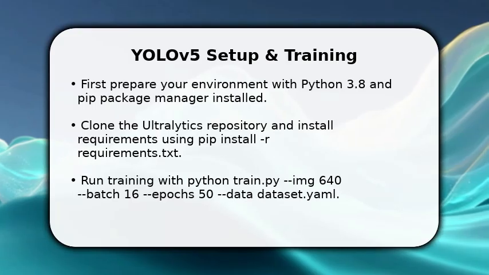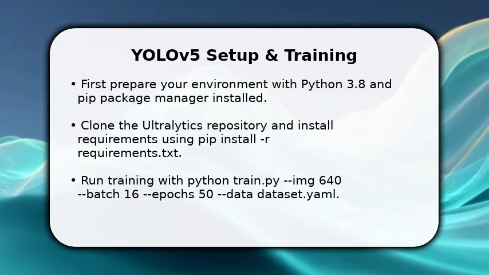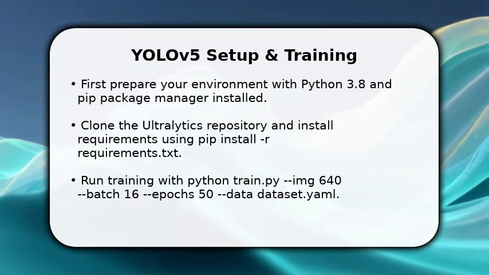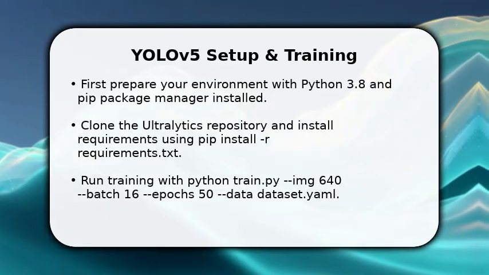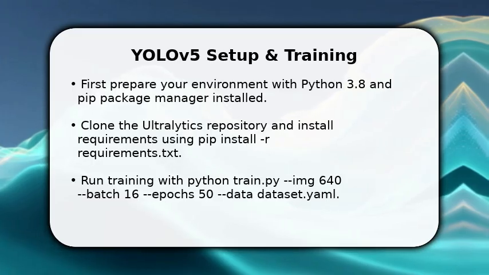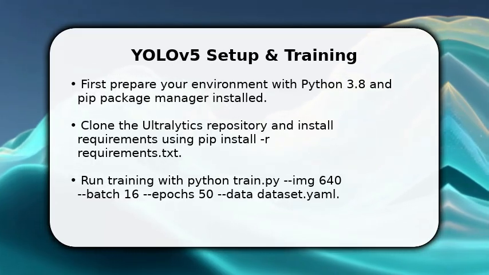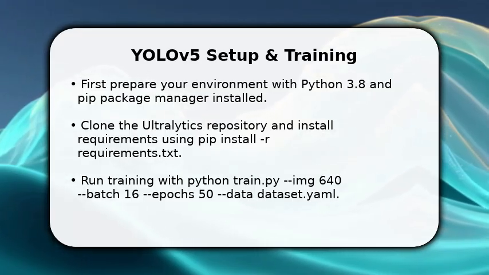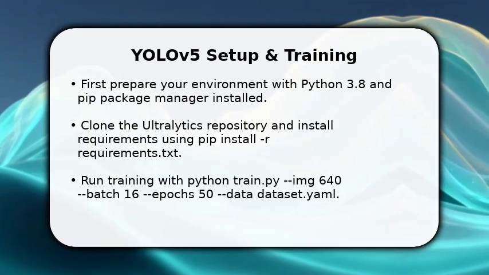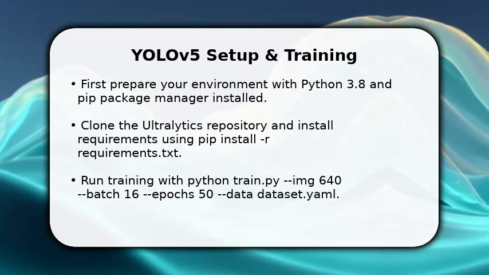This video shows how to use YOLOv5 for object detection step by step. First, prepare your environment with Python 3.8 and pip package manager installed. Clone the Ultralytics repository and install requirements using pip install -r requirements.txt. Download pre-trained weights like yolov5s.pt, or train from scratch with your dataset.